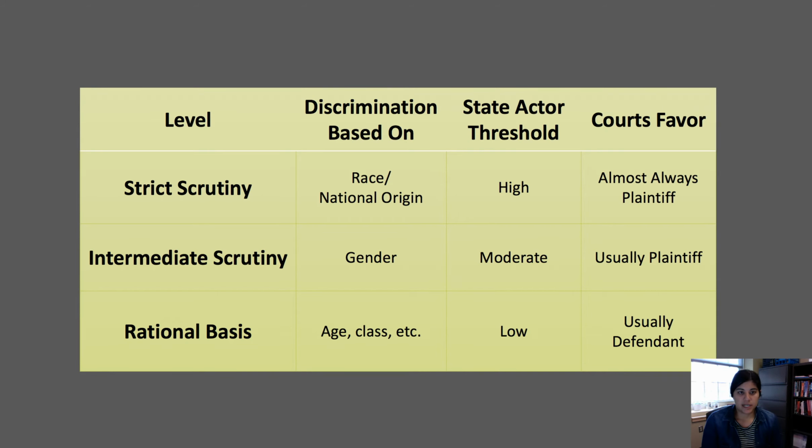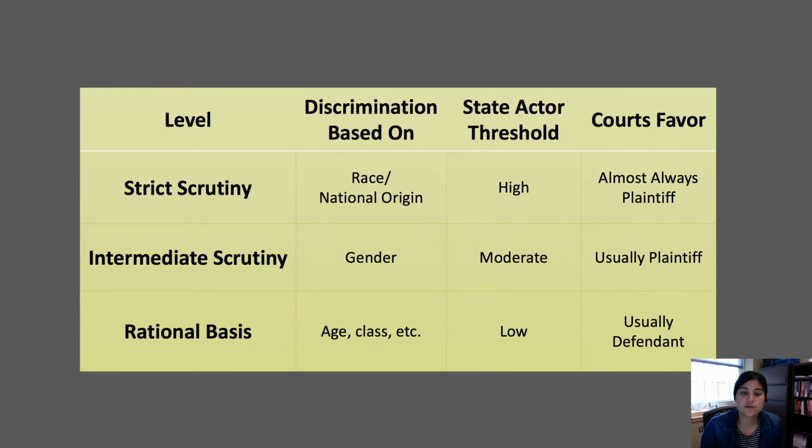Okay, so equal protection cases are a bit unique in that they require a court to first determine a level of scrutiny that they are going to apply before even reviewing the case. So basically, the court has to determine what type of discrimination is occurring here. Basically, what's the classification of discrimination? And then based on that type of discrimination, they select a level of scrutiny with which to review the case.